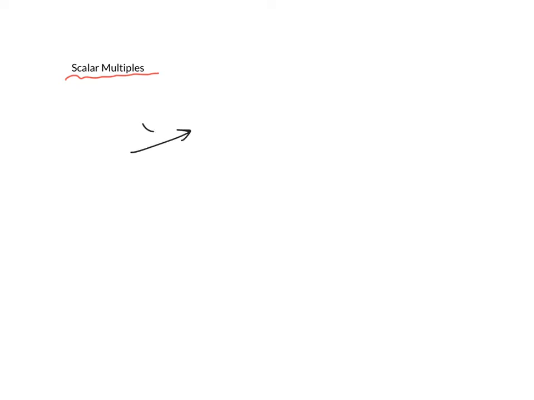So let's consider vector u and vector v. I'm going to tell you that these two vectors are parallel. I'm also going to tell you that vector v is twice as long as vector u. Now that we know this, I'm able to say that vector v is twice as long as vector u.